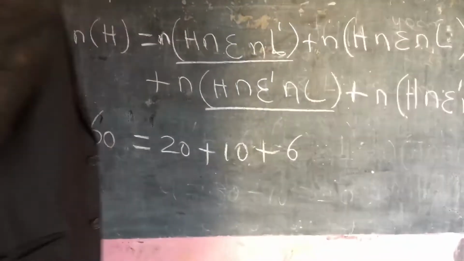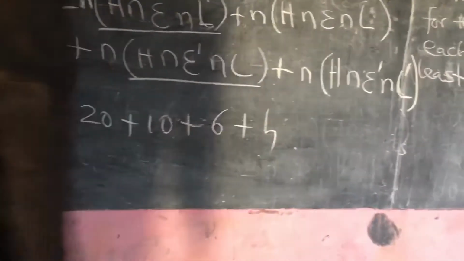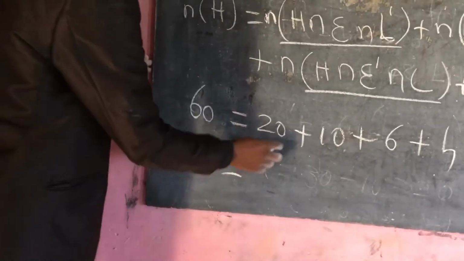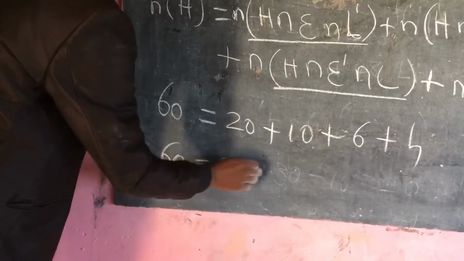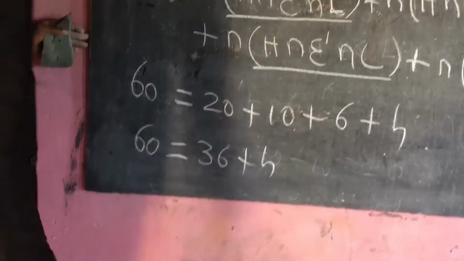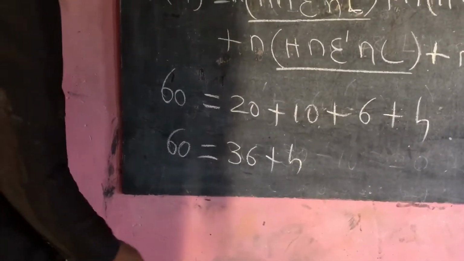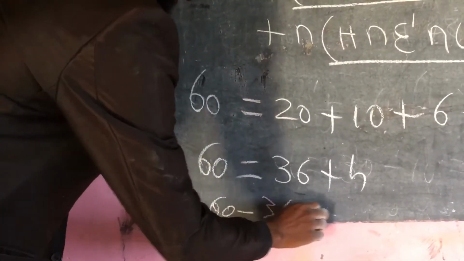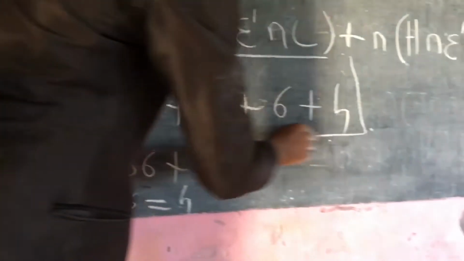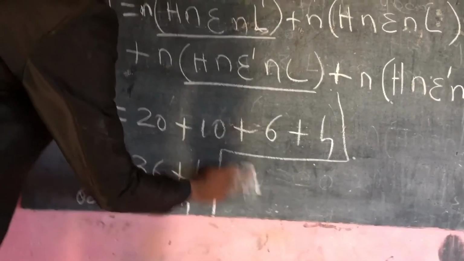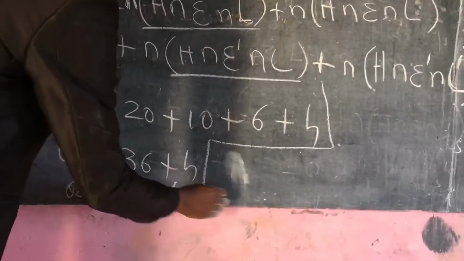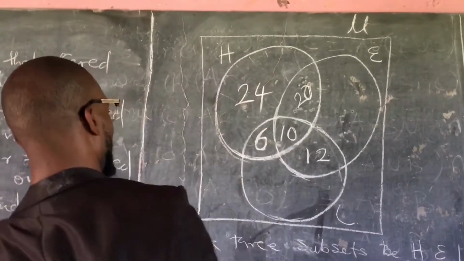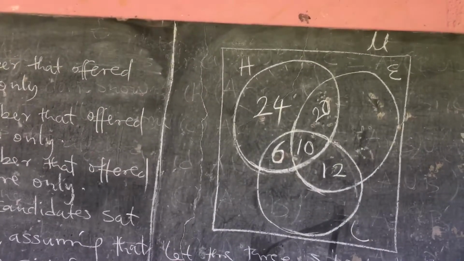And then this one now, what we are looking for is what we call H. Now we get 60 is equal to this plus this, 30, plus that one, 36, plus H. Now if you collect like terms, algebra, we will get 60 minus 36 equal to H. If you take 36 from 60, we will get 24. So our H is 24.